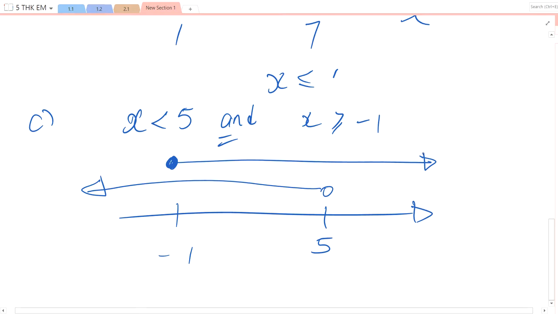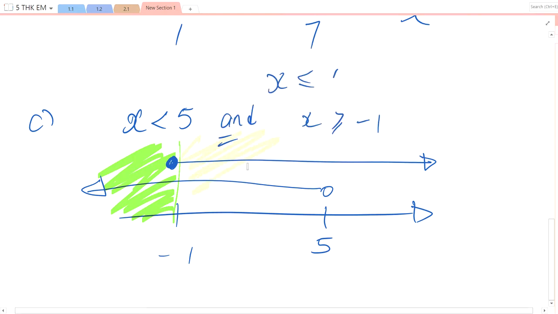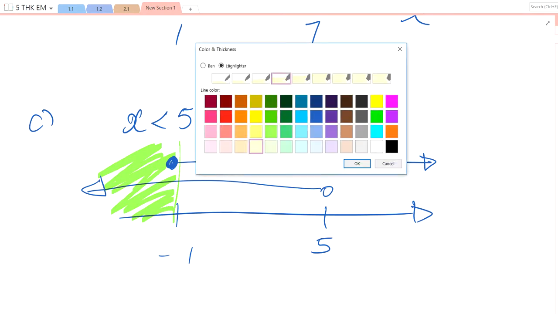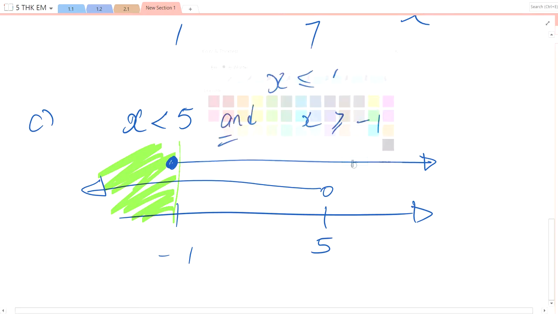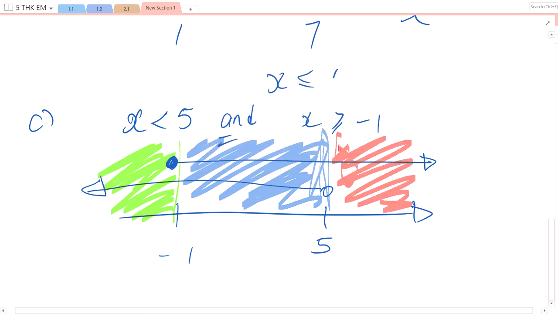Let me shade the first region. This is my first region. Then I've got another region, let's say, over here. Can you see? Very faint, huh? I've got another region over here until this part. And I've got a third region over here. Agree? Where is my point of intersection? Where's my area of intersection? The middle one.